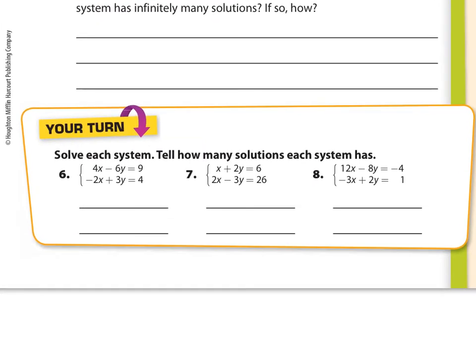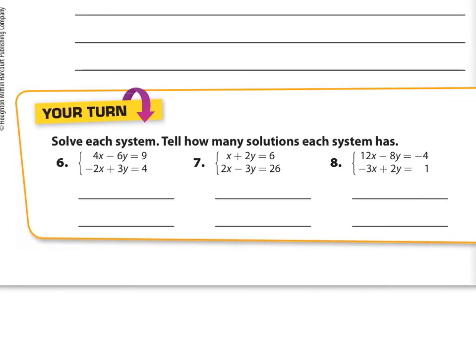So if you go to the bottom of page 263, we're going to try to cram this in here. They're not too generous with the space, but number 6. We've got 4x minus 6y equals 9 and negative 2x plus 3y equals 4. So I'm going to want to eliminate the x's. I'm just going to choose that one. You could choose the y's if you want.